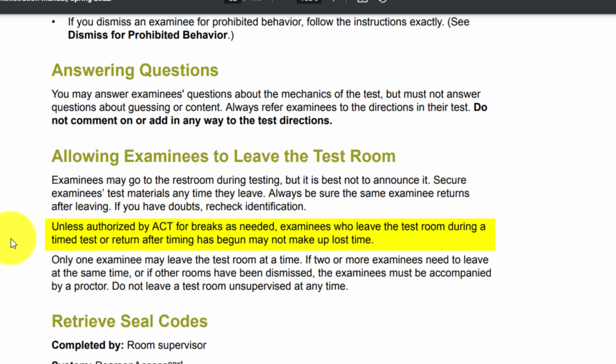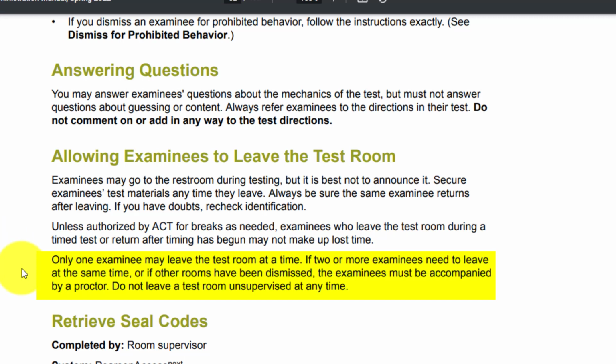Unless authorized by ACT for breaks as needed, examinees who leave the test room during a timed test or return after timing has begun may not make up lost time. Only one examinee may leave the test room at any time. If two or more examinees need to leave at the same time, or if other rooms have been dismissed, the examinees must be accompanied by a proctor. Do not leave a test room unsupervised at any time.